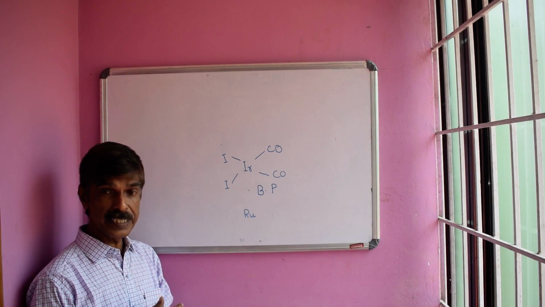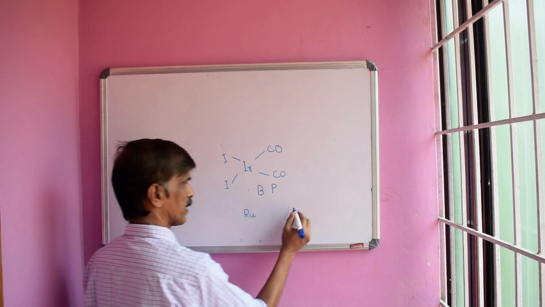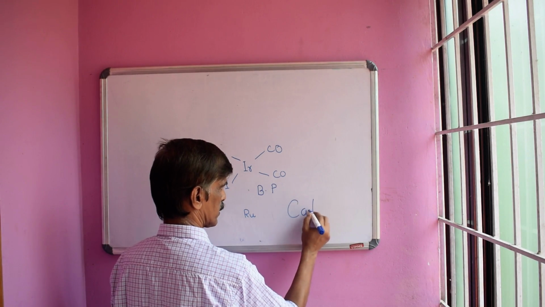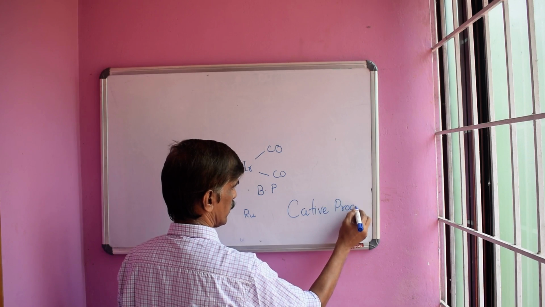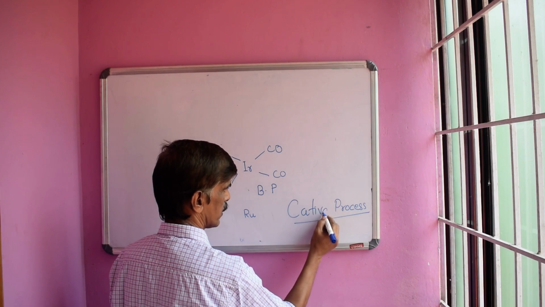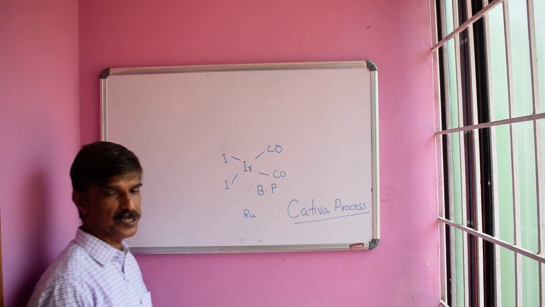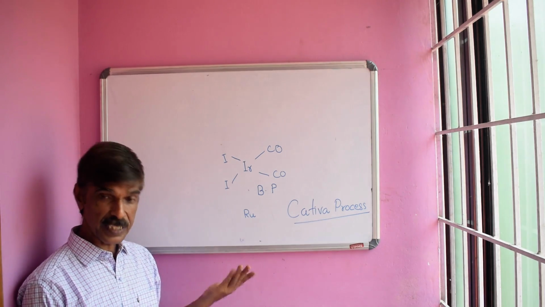Okay, and this process, Monsanto process, the next method we are going to study is called the Cativa process. Cativa or Cativa, we can say it either way. Cativa process or Cativa process, whatever it may be. So what is the difference between it?